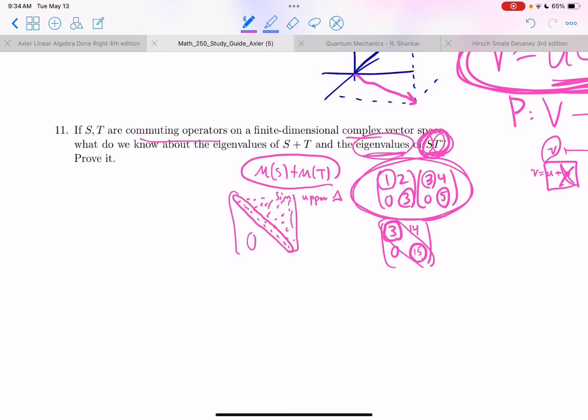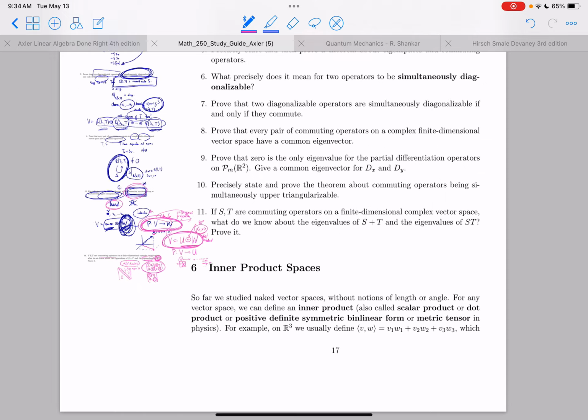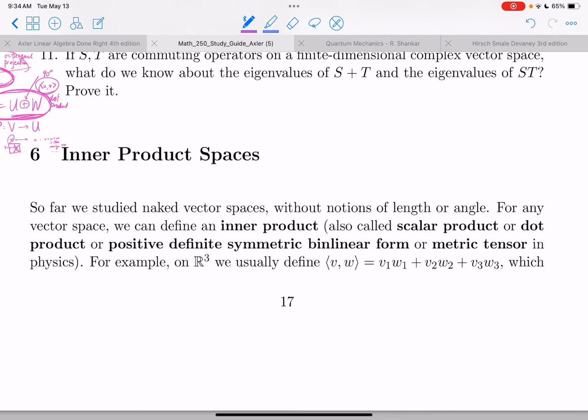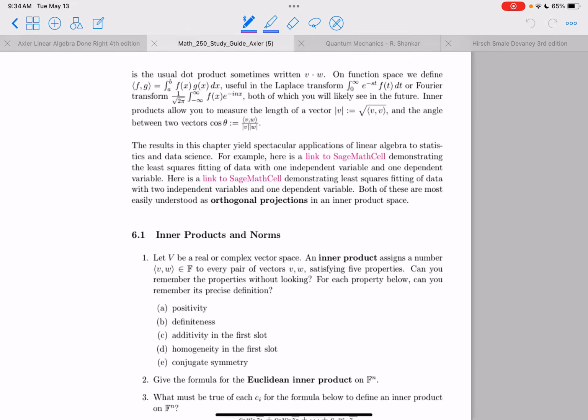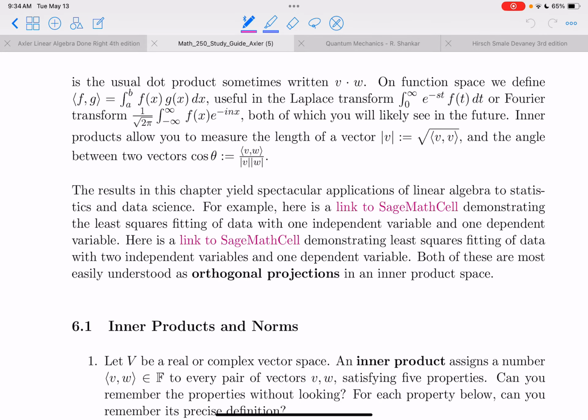Okay. So that's it for that section. Next up, inner product spaces, and angles and distances and cosines and data science and least squares. That'll be fun.